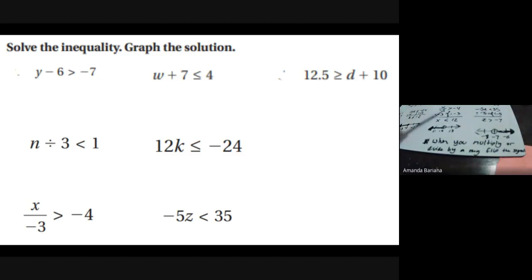So flip the symbol means if it was greater than, it becomes less than. If it was less than, it becomes greater than. And it works the same way for less than or equal to, greater than or equal to. Anytime you have an equation where you multiply or divide by a negative value, you need to flip around that inequality sign. Questions? All right, that was the main thing for today. That's what you saw in your notes. And then you'll practice that on the IXL.